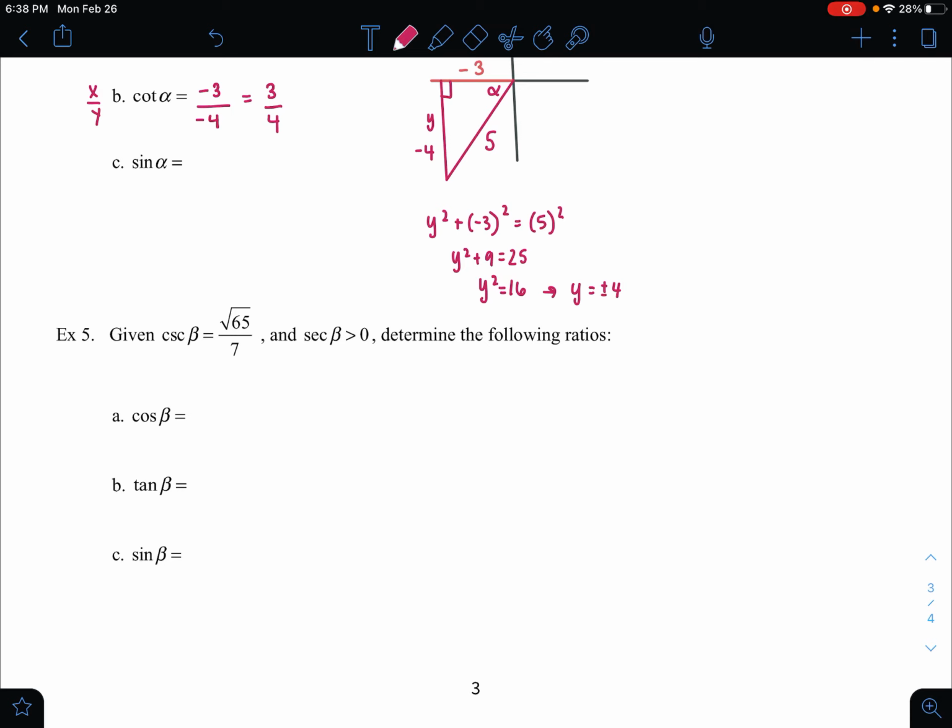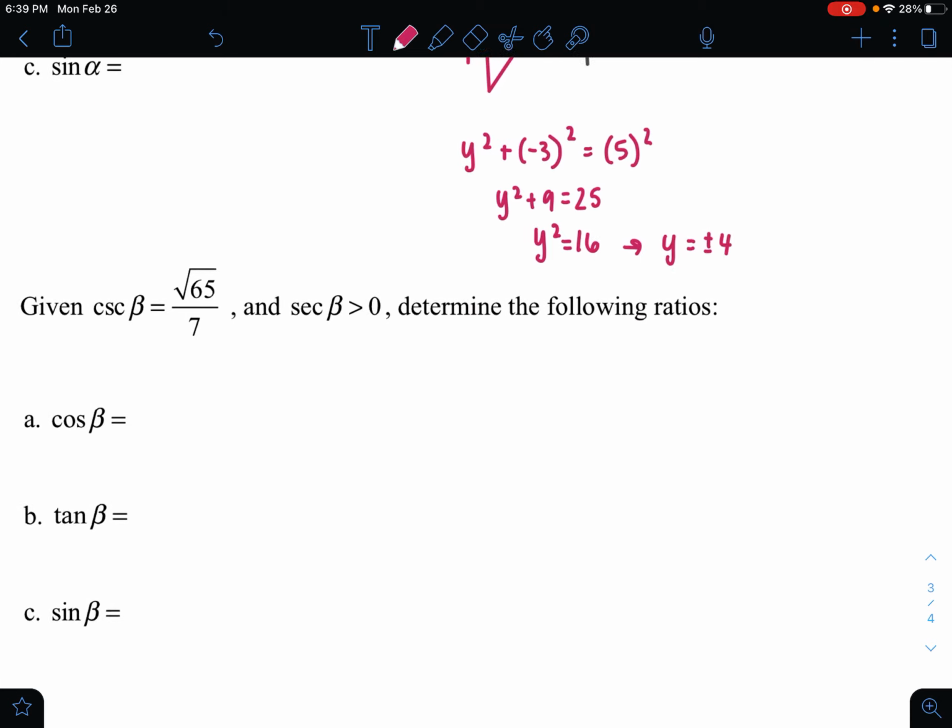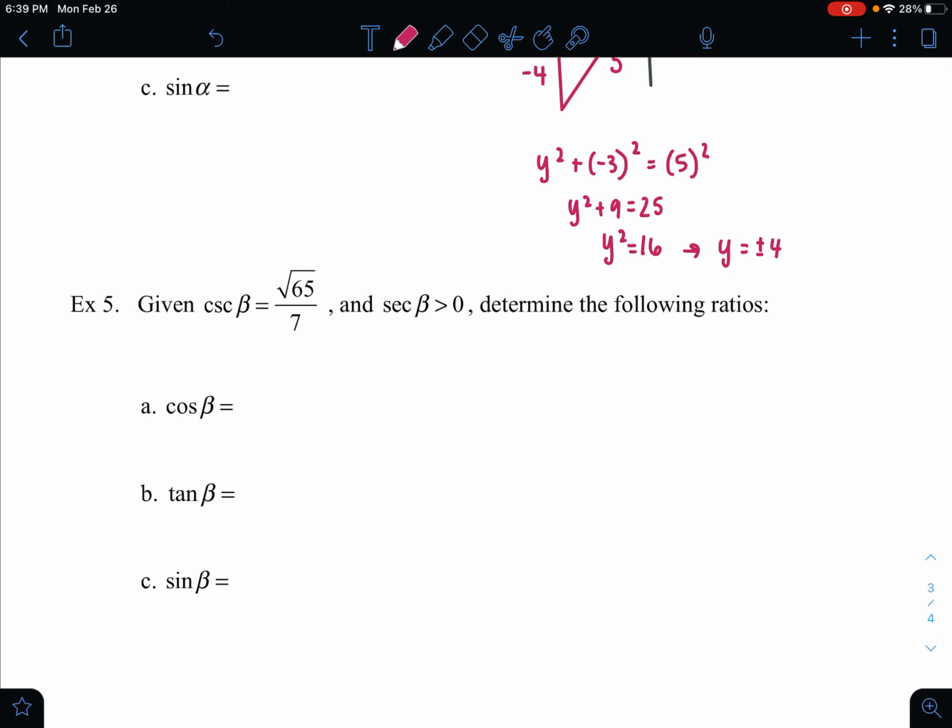All right, the video should have been paused. You should have tried your best to see how you could do. And now let's check. So cosecant is with sine, and sine is opposite over hypotenuse. So in this case, it'll be hypotenuse over opposite.